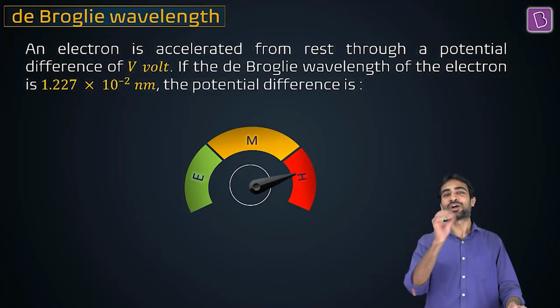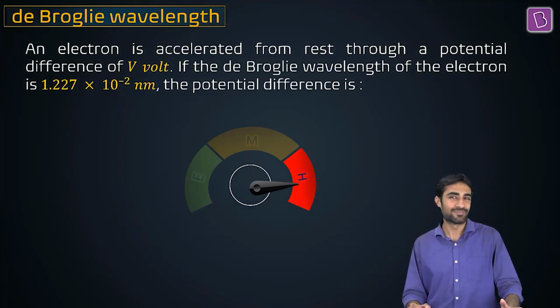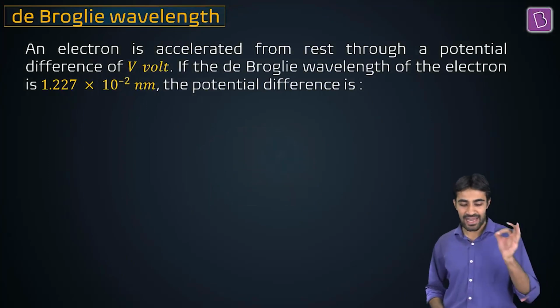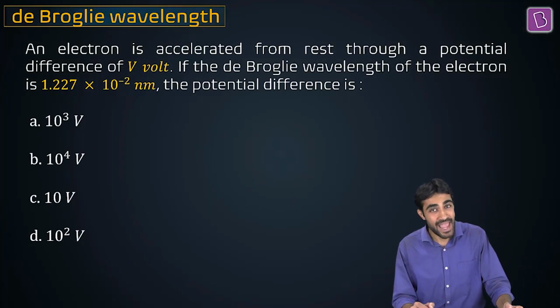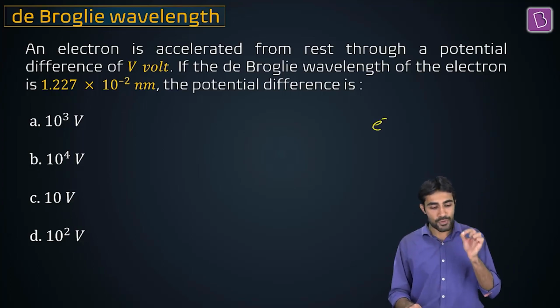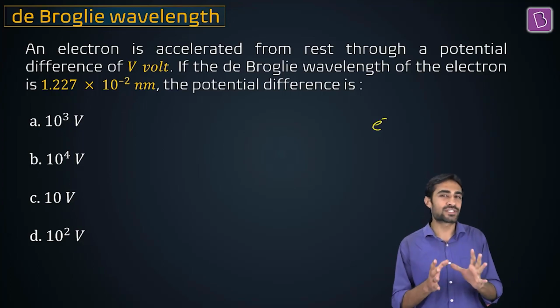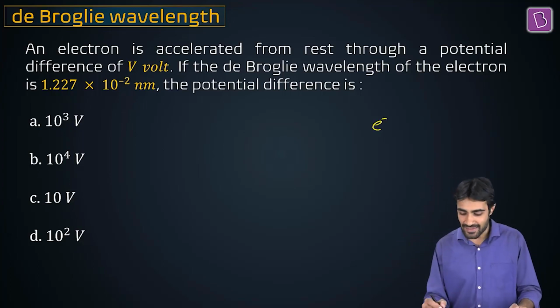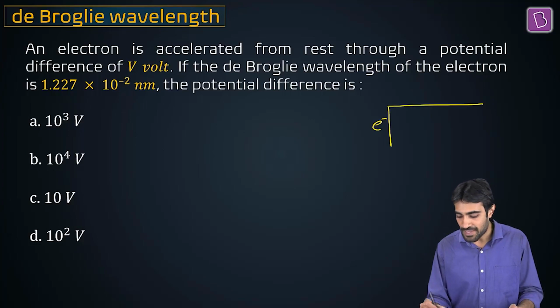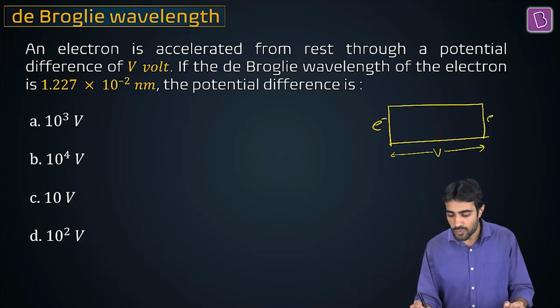Here we have a question based on de Broglie wavelength, and this seems hard. The question says an electron is accelerated from rest through a potential difference of V volt. So let's imagine an electron which is approximately at rest, and this electron enters a chamber. The chamber has a potential difference of V volt. After entering the chamber, the electron comes out of the chamber.